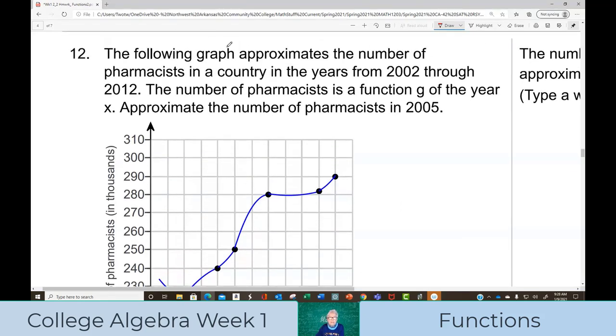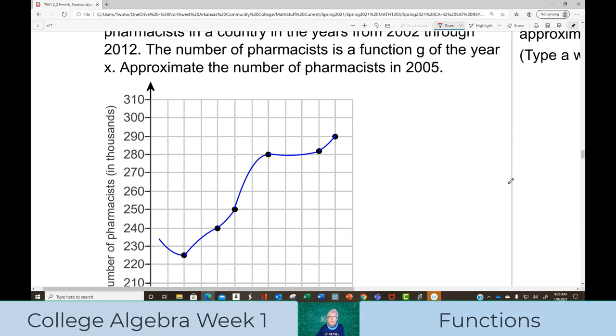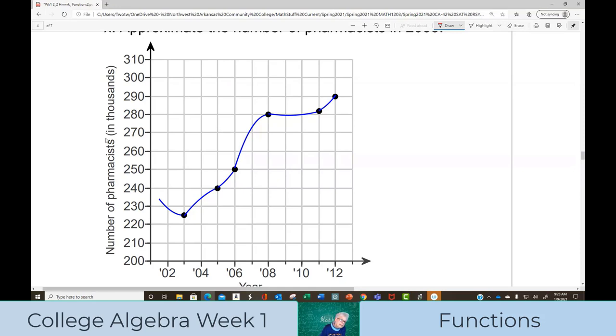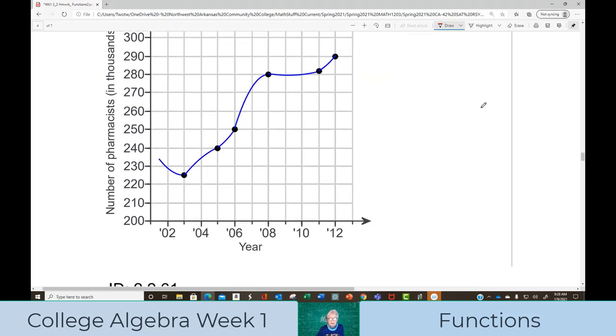The following graph approximates the number of pharmacists in a country in the years from 2002 through 2012. The number of pharmacists is a function of the year. That means you go to the year first. Approximate the number of pharmacists in 2005. Okay, so this is the number of pharmacists in thousands. And this is the year, and we're looking at 2005. So here, this is 2002, 2004, 2006. 2005 must be right here on the x-axis.